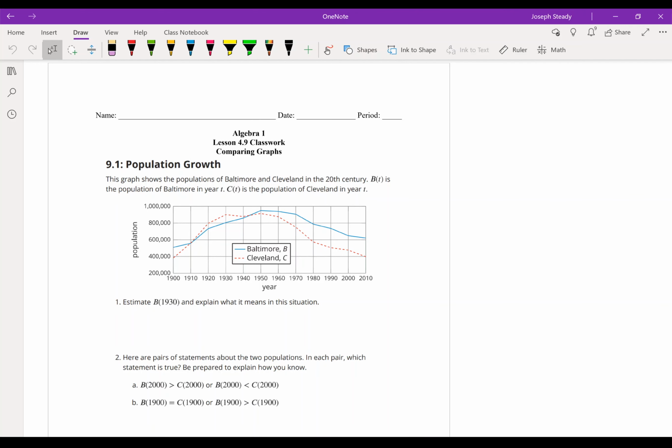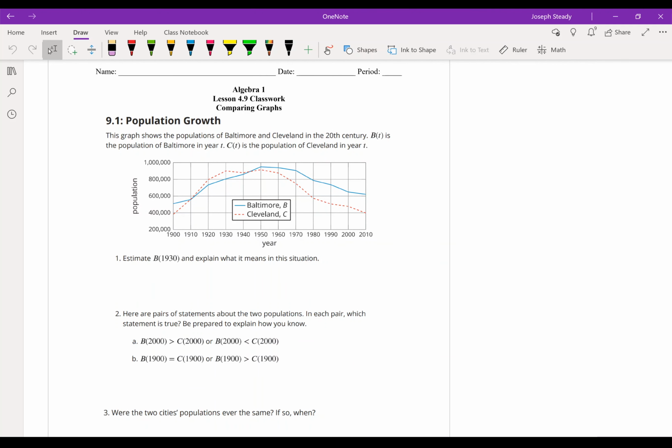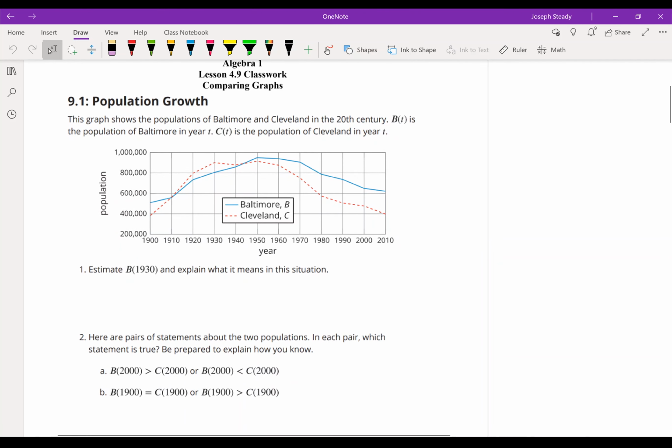In lesson 4.9, we are going to go over how to compare data given to us in two different graphs. For example, in problem 1 here, we are comparing the populations of Baltimore and Cleveland during the 20th century, so the 1900s. The first question asks us just to estimate what is B of 1930.